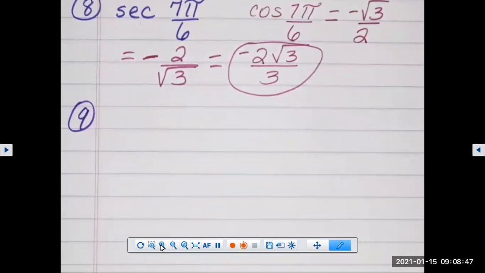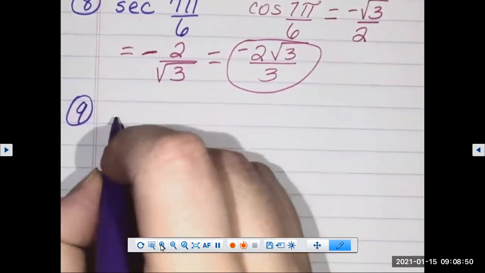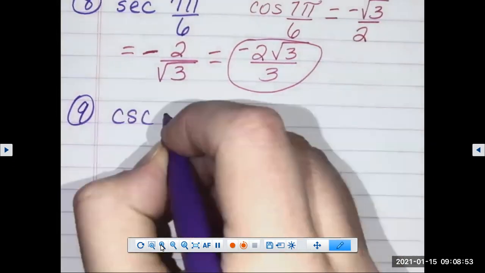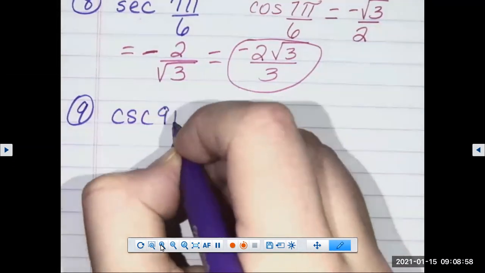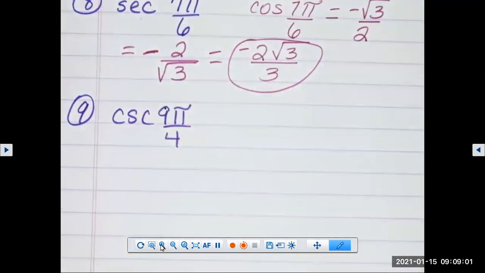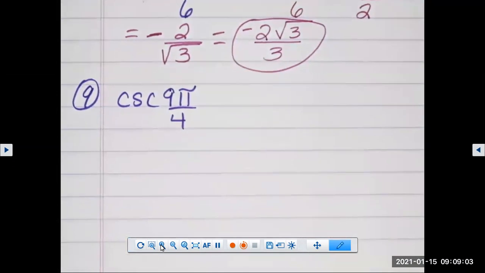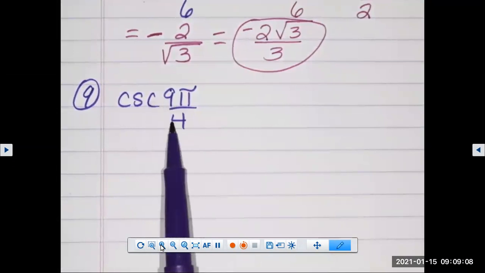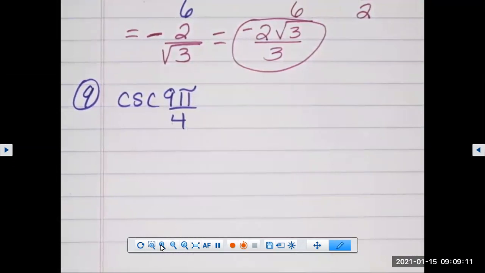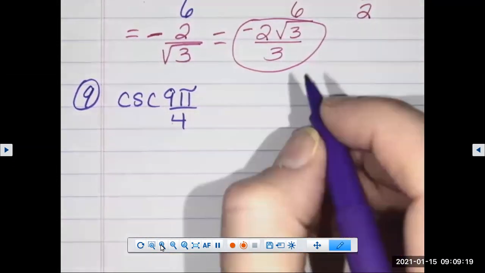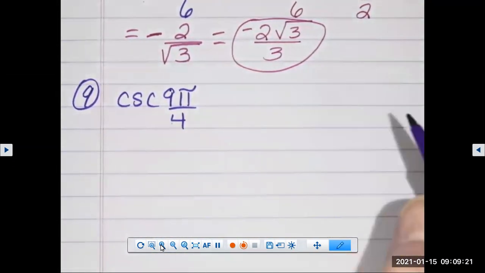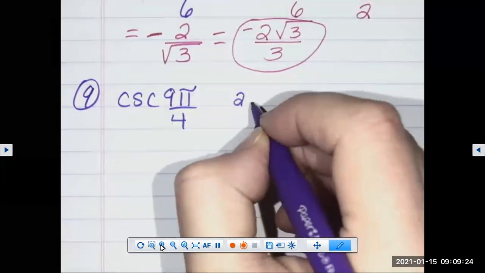Okay, number 9. Let's do cosecant of 9 pi over 4. In these angles, you always need to try to think about, okay, 9/4 pi, what quadrant would I be in? Is it greater than 2 pi? 9/4 is definitely greater than 2 pi. 9/4 is what?